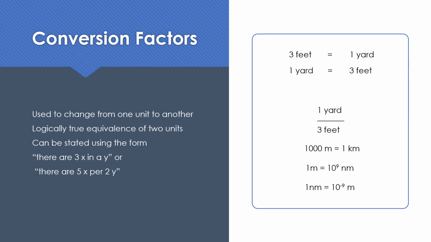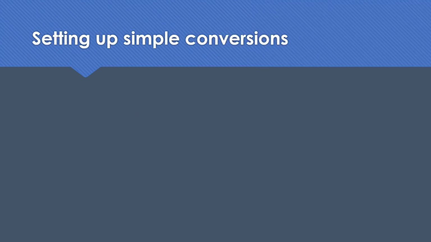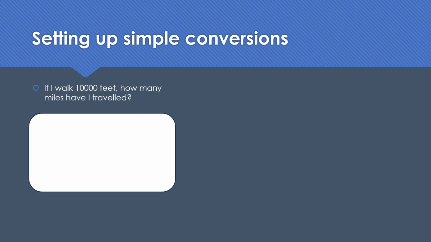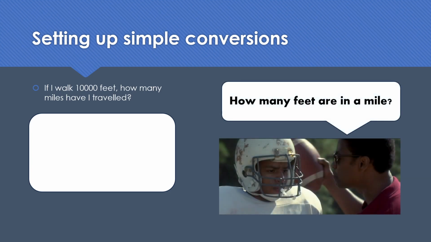So let's start with a simple conversion. Okay? And I want to know, if I've walked 10,000 feet, how many miles have I traveled? Well, the first thing I need to know, as Coach Boone would ask, how many feet are in a mile? 5,280. Now, I'm not going to make you pick the ball up and walk every last one of them, but this is our conversion factor. 1 mile is equal to 5,280 feet.